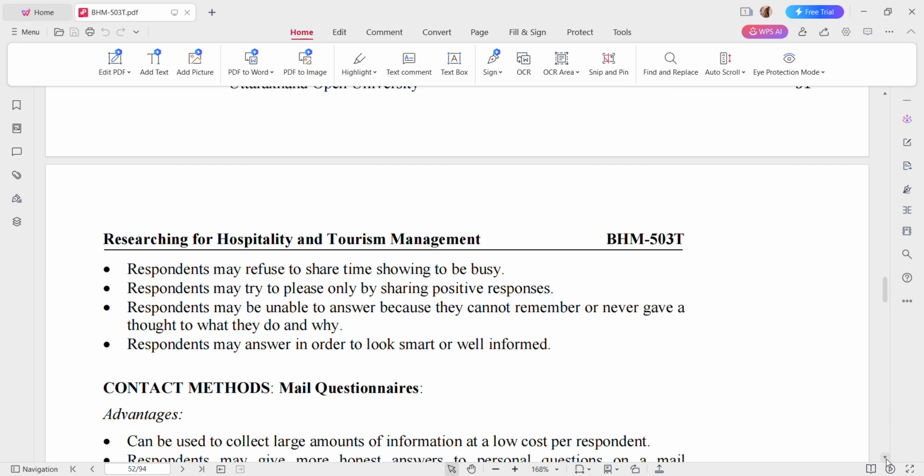Diba, minsan hindi natin binabasa yung mga questions kasi nga, parang I don't see the importance of it. Parang hindi mo siya, very inconvenient. So the tendency is sasagutan mo siya without understanding really the real meaning of the questions. Yun, no? Okay, respondents may answer in order to look smart or well-informed. So ito yung mga limitations.